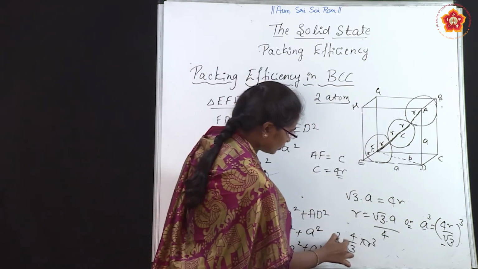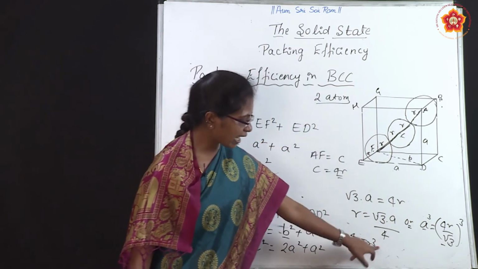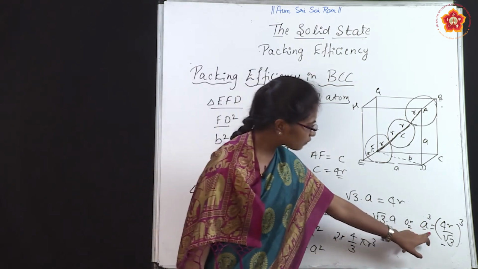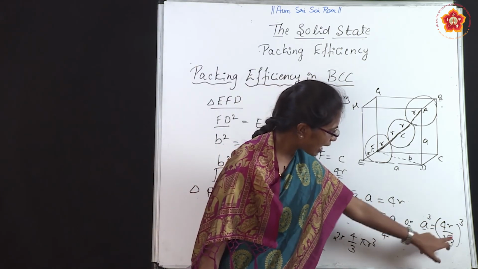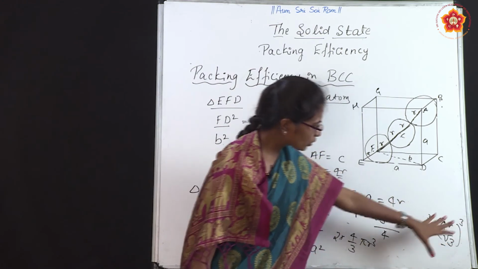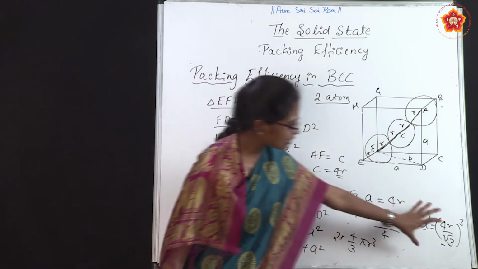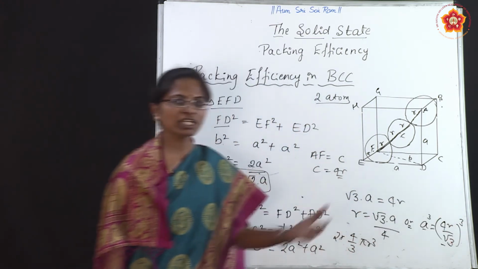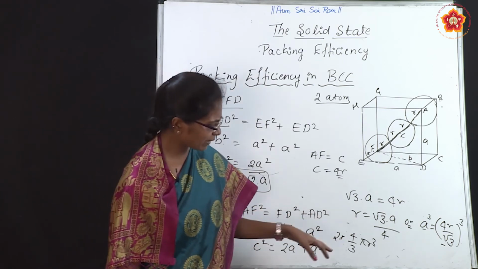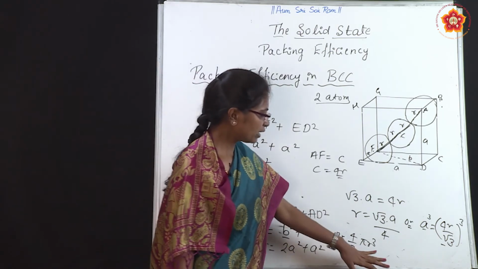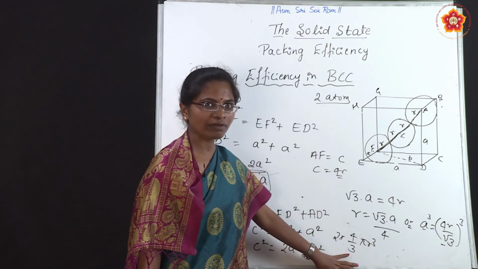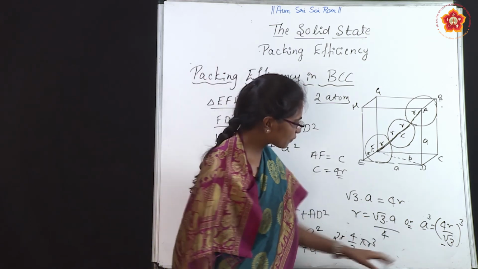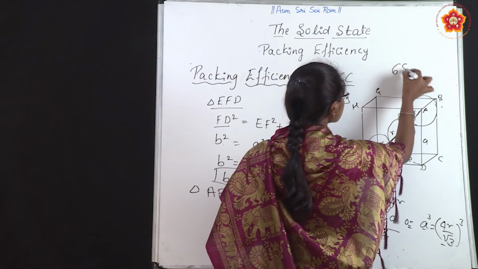So 2 into 4 by 3 pi r cube, and the volume of the unit cell is (4r divided by root 3) cube. So this one divided by this one: the volume occupied by the 2 spheres divided by the volume occupied in the unit cell, the total volume. Okay, if you do this, we will get 68%.